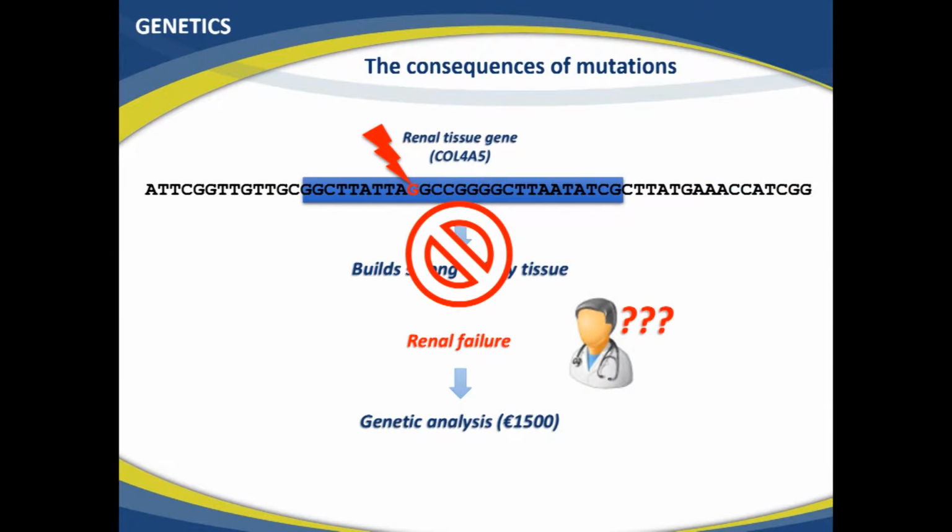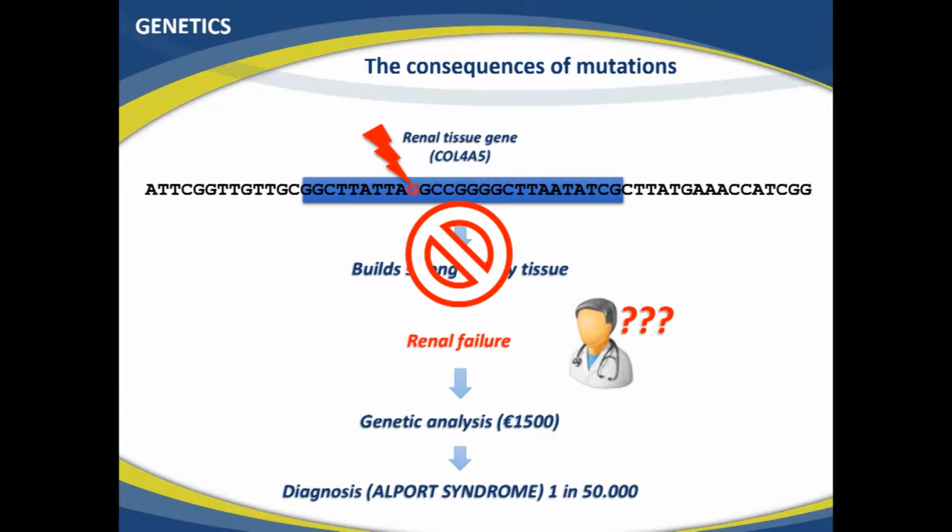You need to do tests for several thousand genetic letters and then compare them to what we know to be healthy code. And this kind of analysis is usually quite expensive, in the region of €1,500 to test one gene. And then in the end, you will get a report and it will say, yes, we have found a mutation in this gene. This is indicative of the disease Alport syndrome. And then you have the diagnosis and then you know the reason for this renal failure.